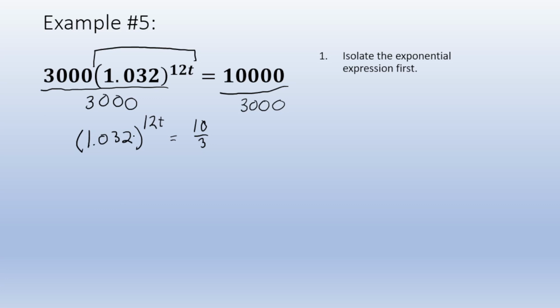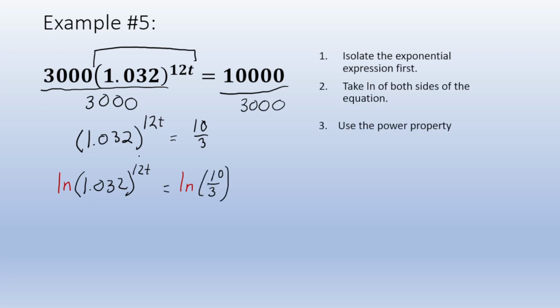Now that the exponential expression is isolated, we take the natural log of both sides. So we have natural log of 1.032 to the 12t power equals natural log of 10/3. Our next step would then be to use the power property. So the exponent 12t, bring that out in front to make that a coefficient. So we have 12t times the natural log of 1.032 equals the natural log of 10/3.